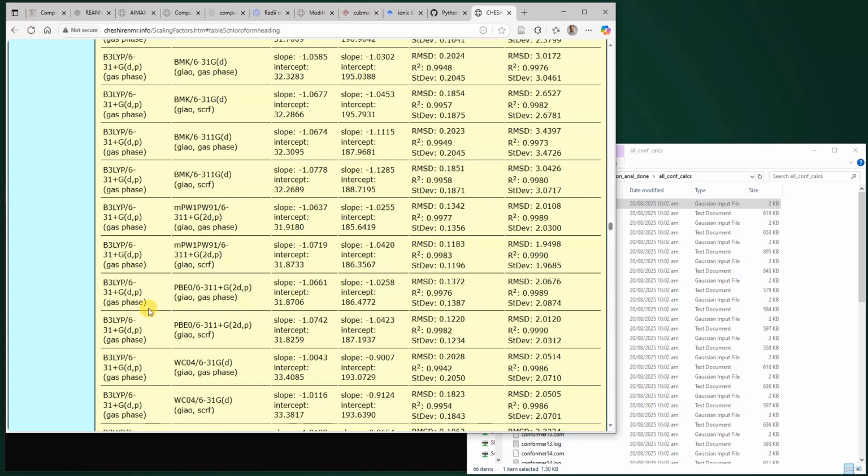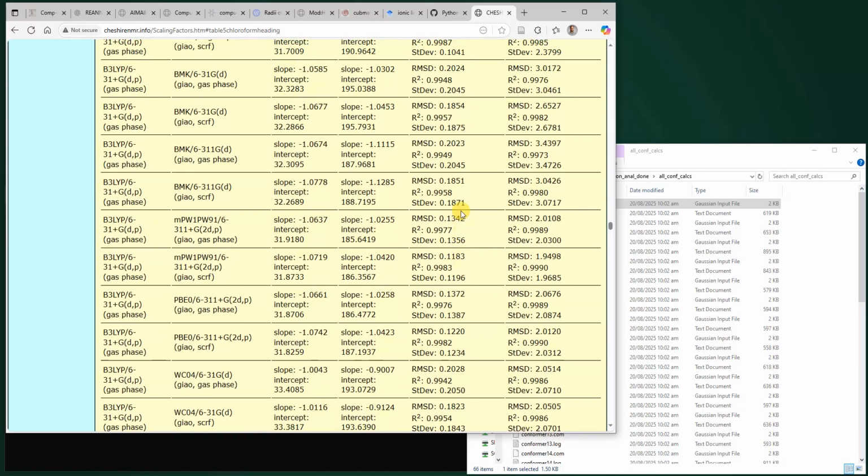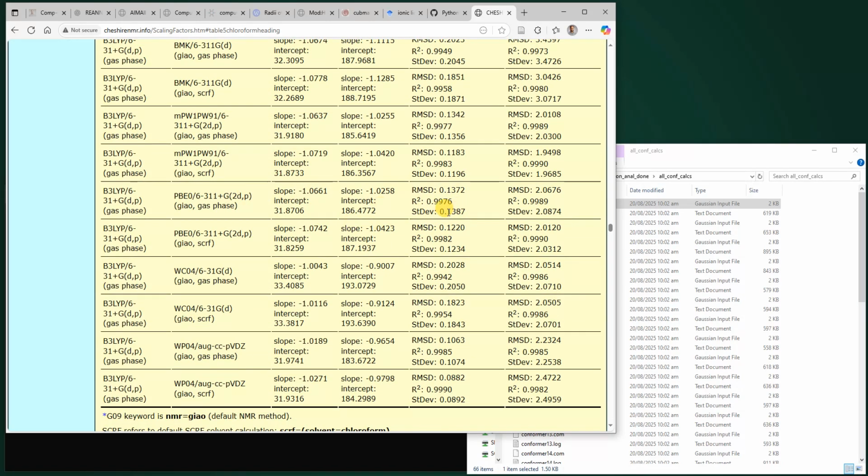I think it was B3LYP-D3 with MPW1PW91. It was probably this one. That was because of its low RMSD value, very good value of R square, and low standard deviation as well. So that's why I chose it, but you can choose whatever you want. That's for the proton NMR, and for carbon NMR, you can see that this method has a really good RMSD value. There are some which have 3 or even more, but I chose this method.